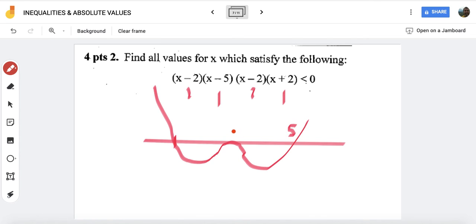Again, this is just with my Algebra 2 knowledge. This was at 2. This was at negative 2. I should have labeled those earlier. So where is it less than 0? In this domain and in this domain, and not at 2 because there's a 0 there. Anyways, that's just a quick one for a more difficult one.